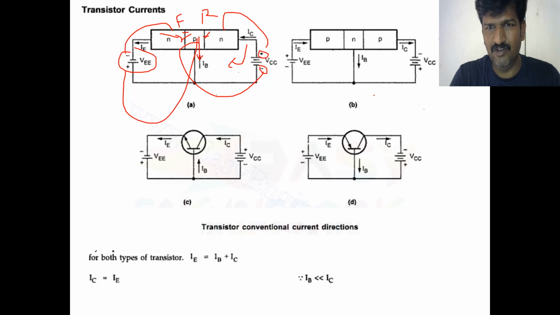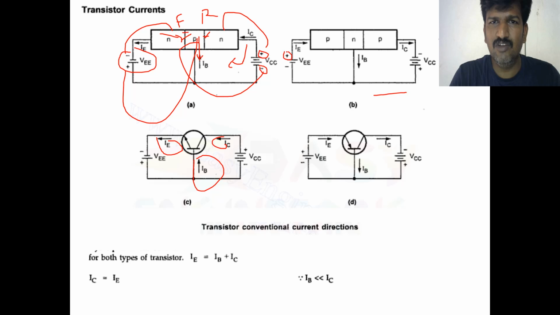Yeah, same for this PNP transistor also. Here are the symbols corresponding to this. Here is the emitter current, here we have the collector current, and we have the base current. But here in the PNP transistor, you have to understand this.